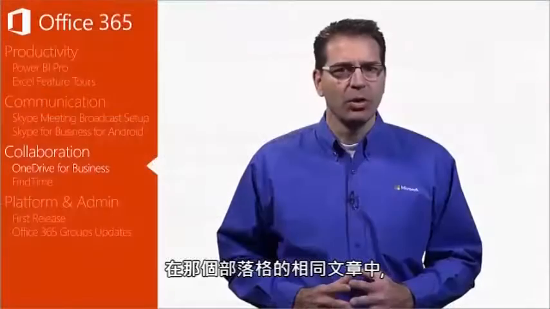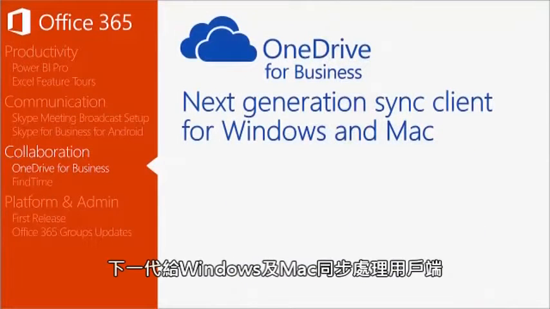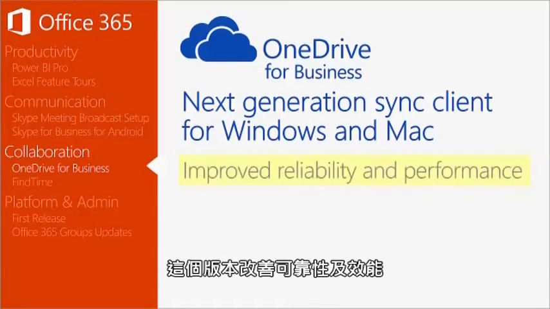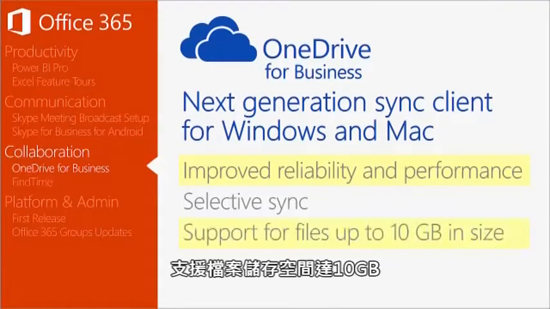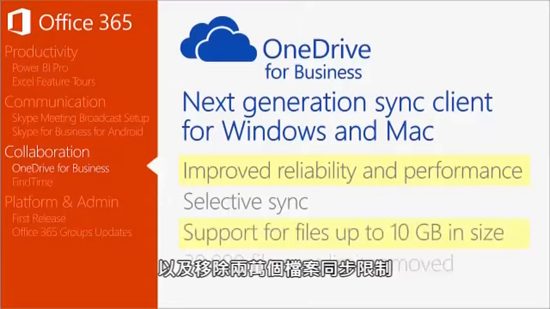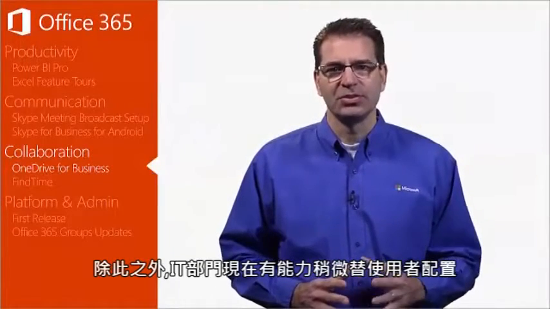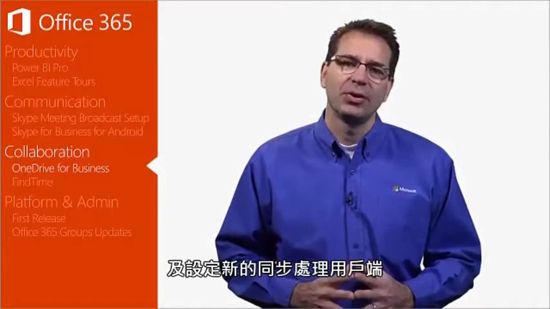In that very same blog post, Microsoft announced that the OneDrive for Business Next Generation Sync client for Windows and Mac is now available for deployment. This release improves reliability and performance and delivers core capabilities including selective sync, support for files up to 10 gigabytes in size, and it removes the 20,000 file sync limit. In addition, IT departments now have the ability to silently deploy and configure the new sync client on behalf of their end users.